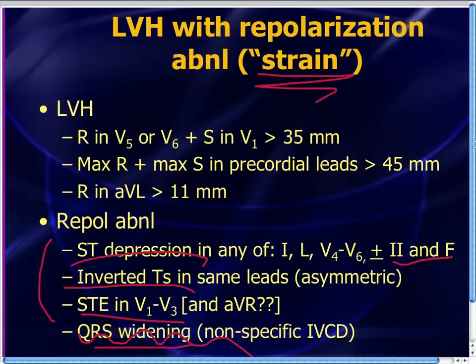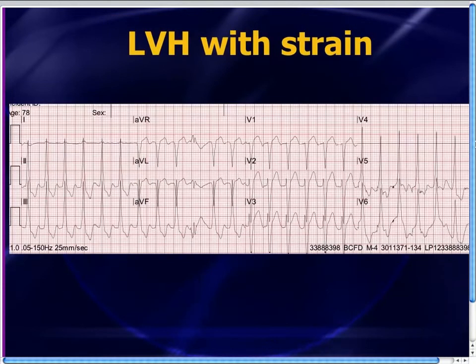The inverted T waves with LVH are usually a bit asymmetric, okay? True ischemia tends to be more symmetric in appearance. So this would be true ischemia. That's concerning, whereas this is LVH. It tends to be a bit more asymmetric. So let's take a look at some more examples here of LVH.